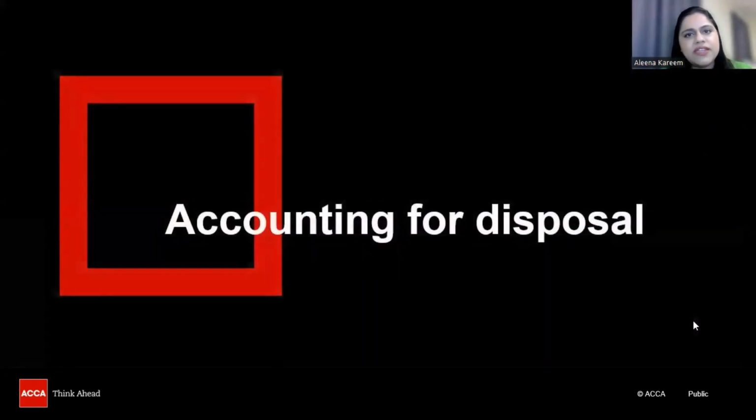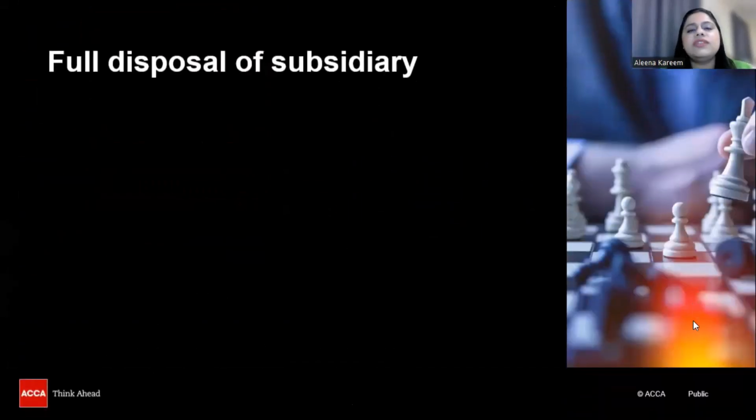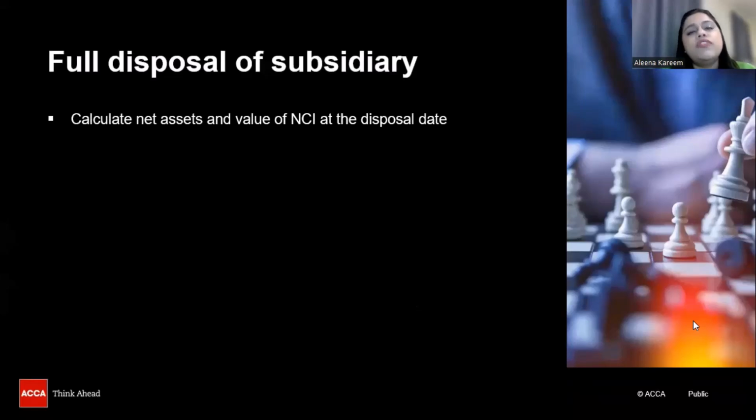Now, the last part of it, we've seen how the working is done at the date of acquisition, how it is then accounted for post-acquisition in the statement of profit or loss and statement of financial position. Now, let's see how NCI is treated at the date of disposal. For your financial reporting exam, only full disposal of a subsidiary is tested. So first of all, while you are calculating the disposal value, you have to calculate the net assets and the value of the subsidiary at the disposal date. The group profit or loss on disposal is calculated through this method. The individual holding is not calculated through this method.